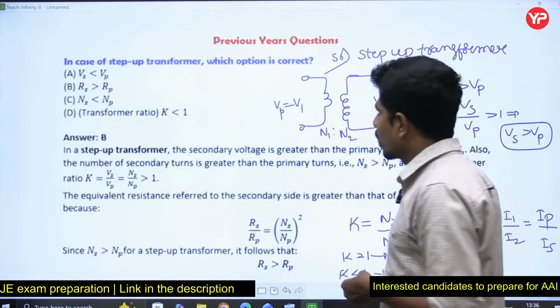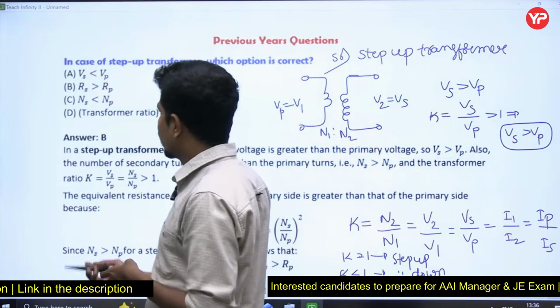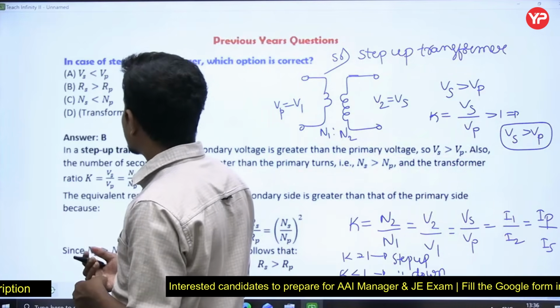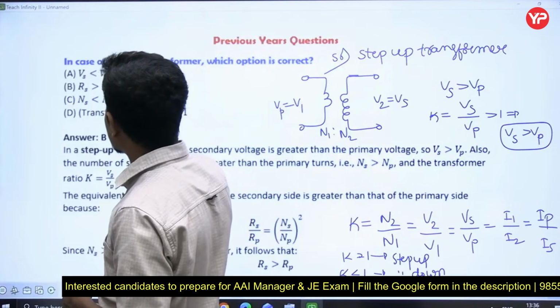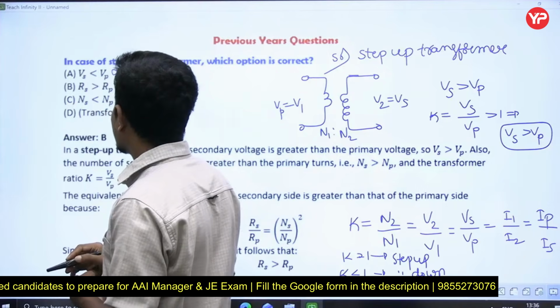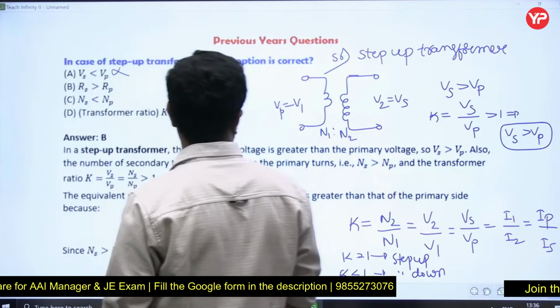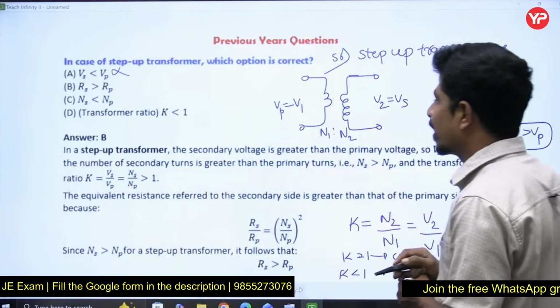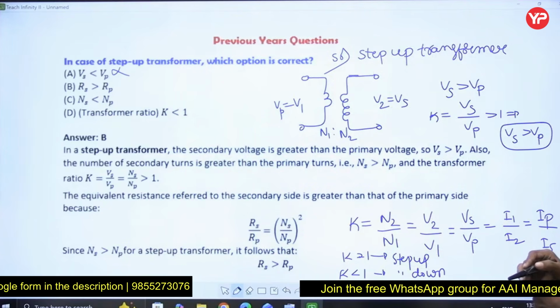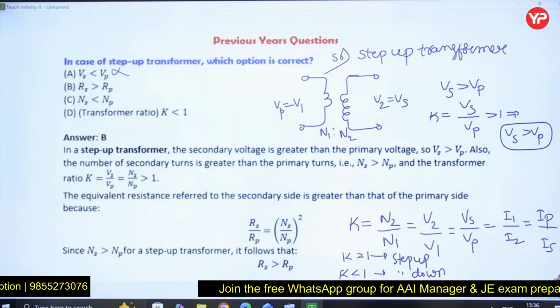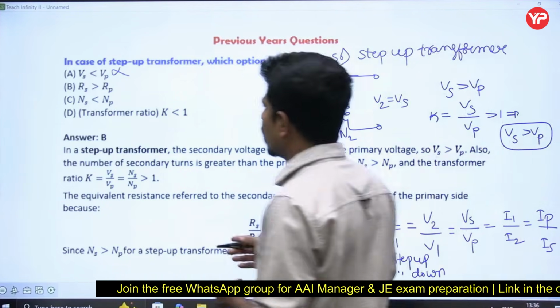So in case of a step up transformer, which option is correct? Here Vs is less than Vp, which is wrong, right? Here Rs is greater than Rp. Yes, that is not Rs and Rp, that is Ns and Np, right?